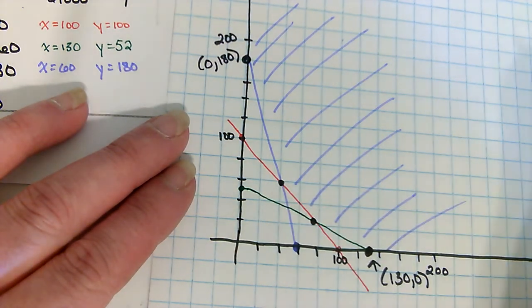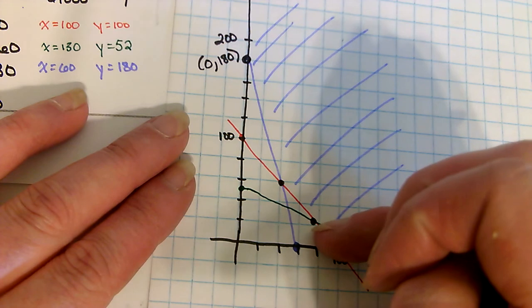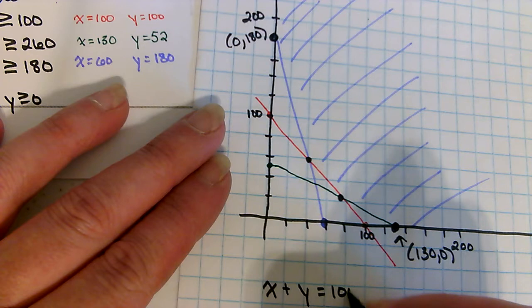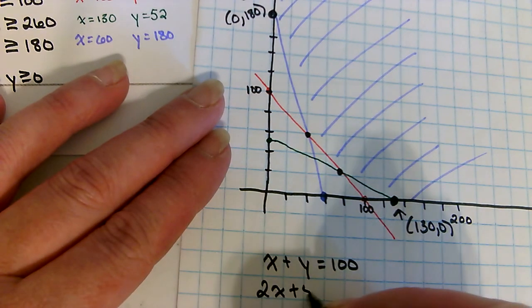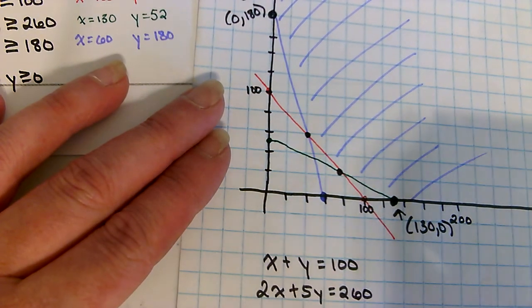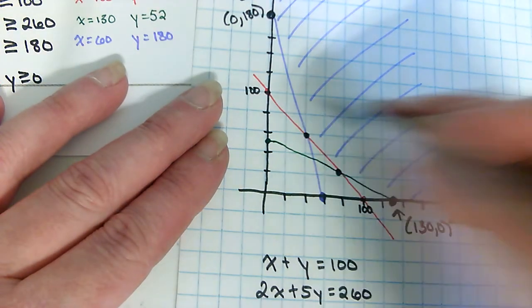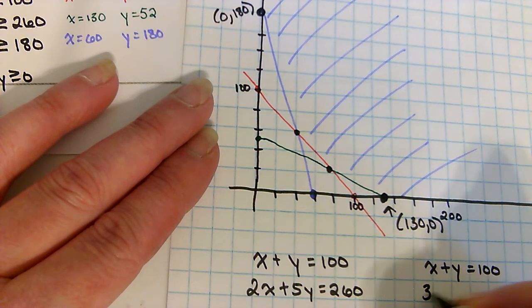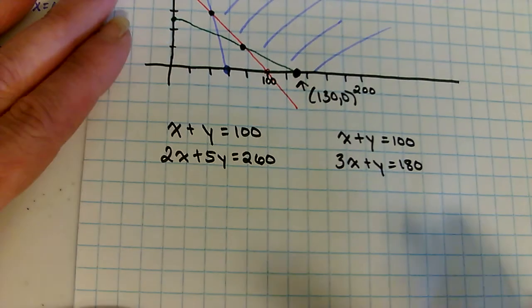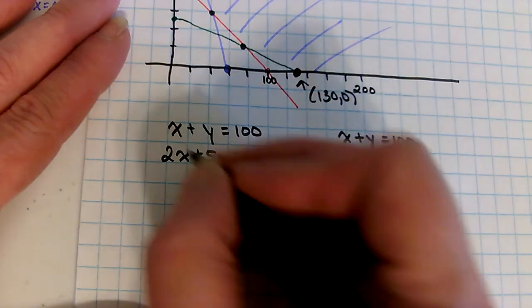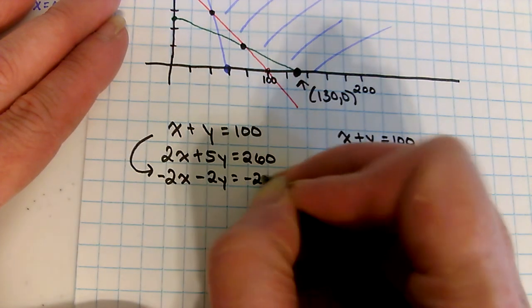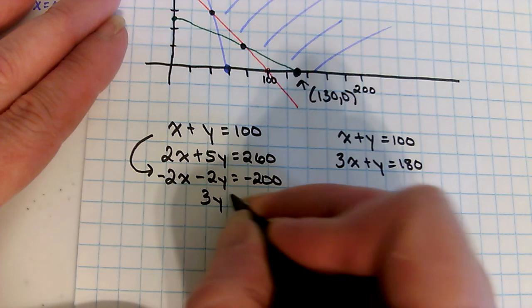Now I need to find these 2 points of intersections. So the first one I'm going to find, I'm going to do the red and the purple line together. X plus y equals 100 and 2x plus 5y equals 260. The red line was this one, and the purple line was this one. So I need to solve those systems. Again, you've learned many ways to solve. I'm using the elimination method because it's the fastest to me.